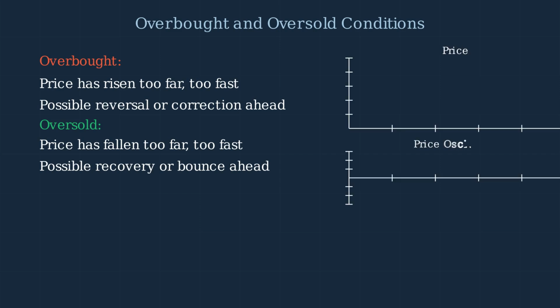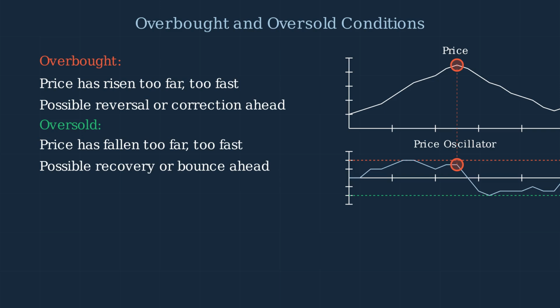The price oscillator helps identify these conditions through its peaks and troughs. Traders typically identify overbought conditions when the oscillator reaches extreme positive values, and oversold conditions when it reaches extreme negative values. Let's observe a sample price chart and its corresponding oscillator readings.